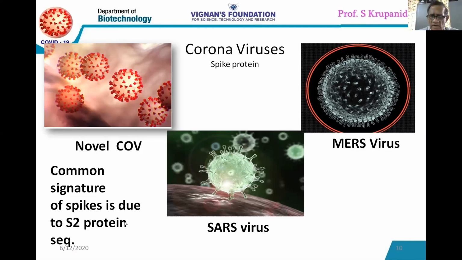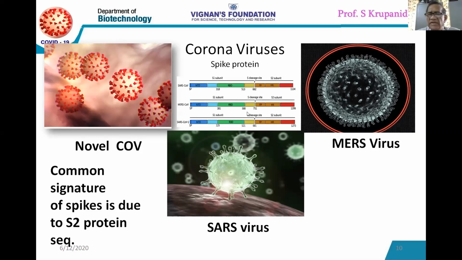Okay, this is what I want to let you know. Here is the spike protein sequence. This is the S2 domain. This S2 domain will help this particular coronavirus to get fused with the membrane of alveolar epithelial cells. So that's what makes the virus get endocytosed.